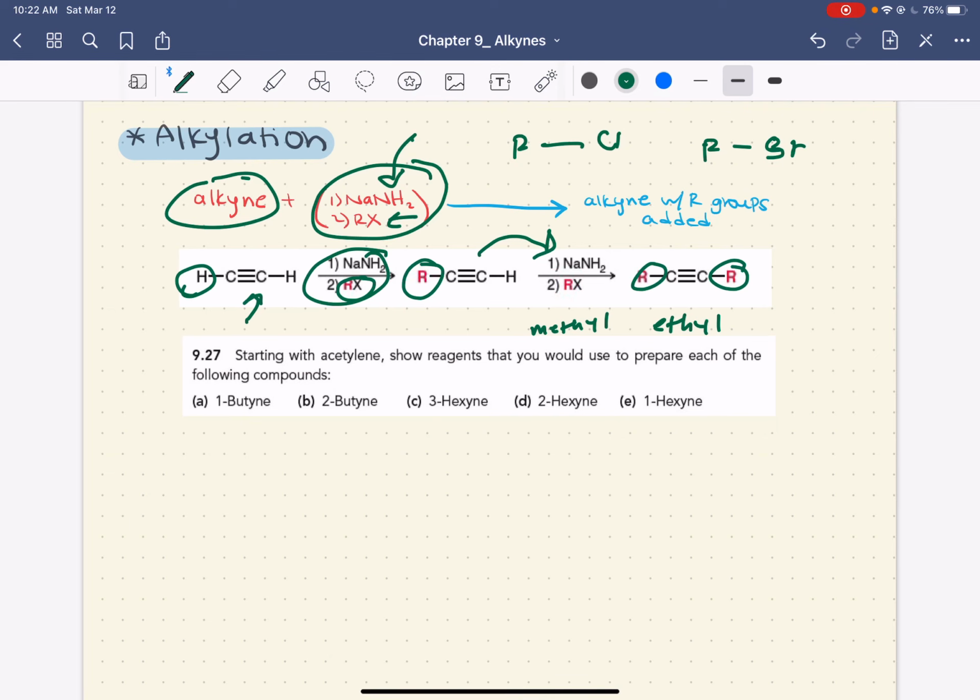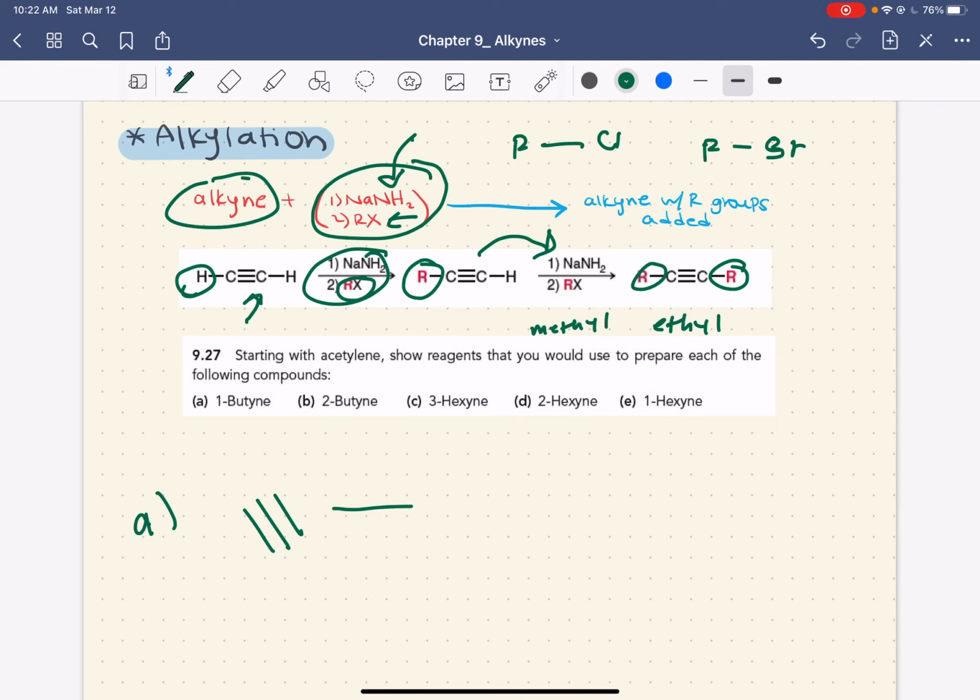All right, so we're going to go ahead and do a few practice problems for this because it's really important. Starting with acetylene, show reagents that you would use to prepare each of the following compounds. A, all right, so we're going to start by drawing the starting material, acetylene. This is just going to look like, boom, triple bond.